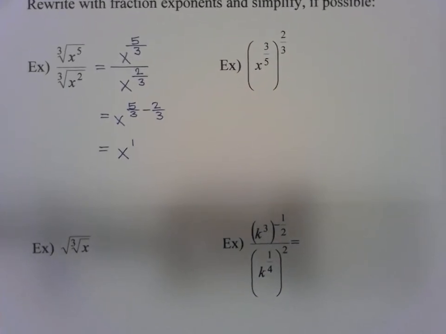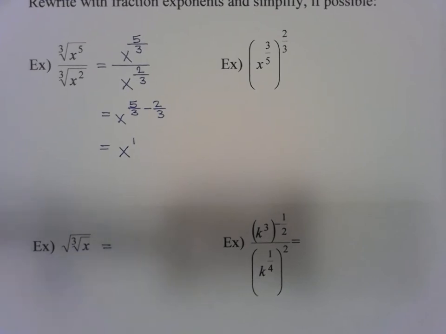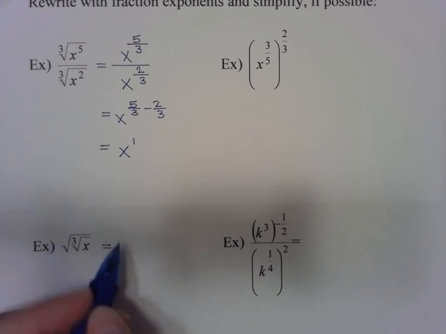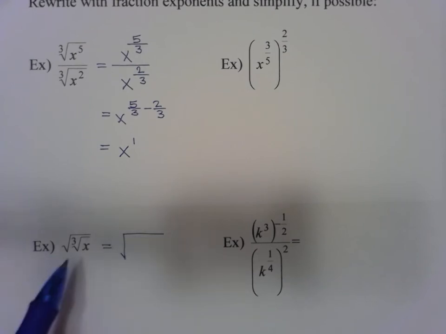Okay. Let's try this one down here on the bottom left. This one always looks a little crazy at first, so we're just going to take it one step at a time. We have the square root of the cube root of x. So let's work from the inside out. We're going to leave the square root for now. We're going to rewrite the cube root as a fraction exponent.